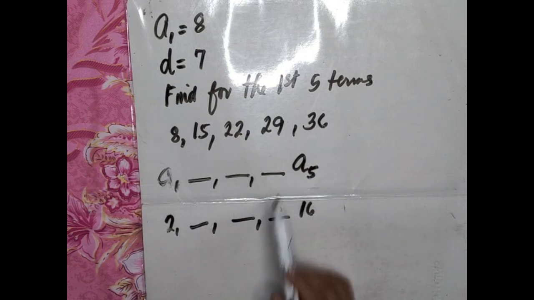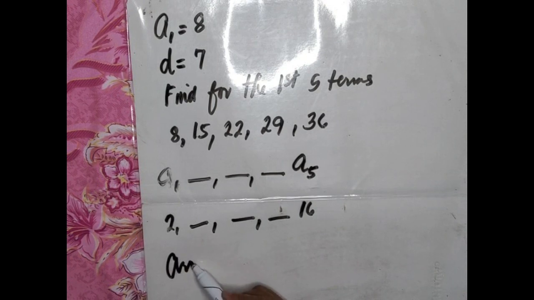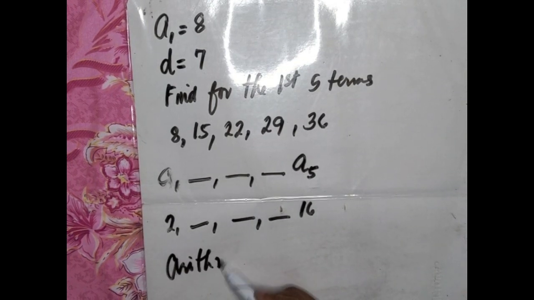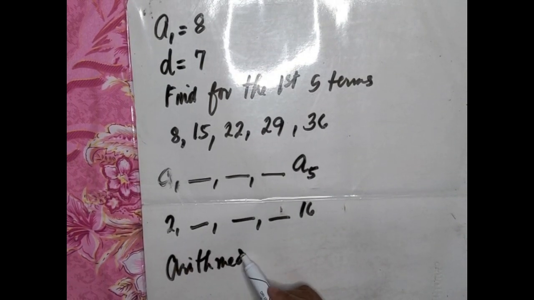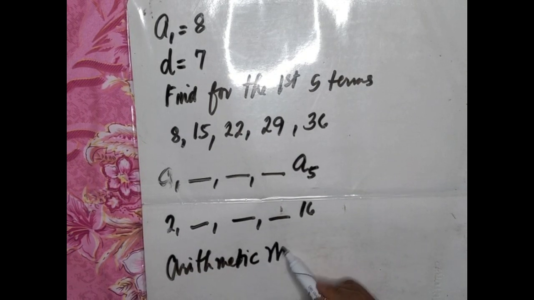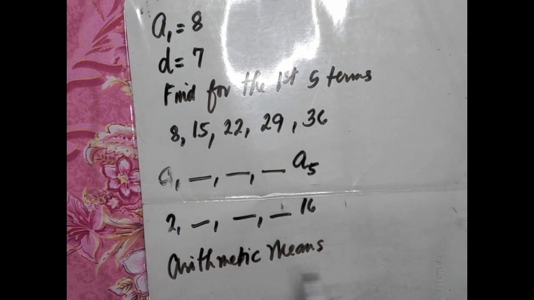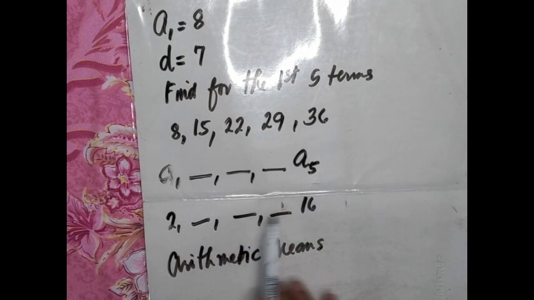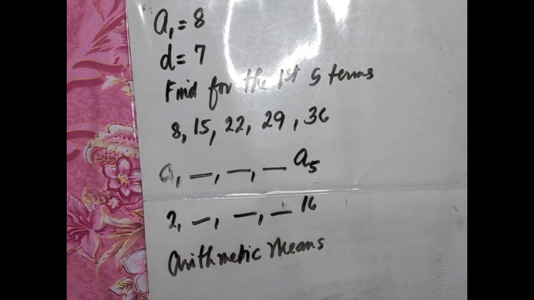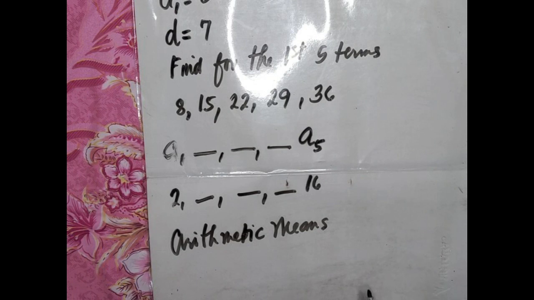These terms are what we call arithmetic means. Okay, arithmetic means. So, since there are 3, so that is now your arithmetic means. Okay, so before we are going to have the 3 means between the first term and the 5th term, let's try to take a more simple problem wherein we are to have only one arithmetic mean.